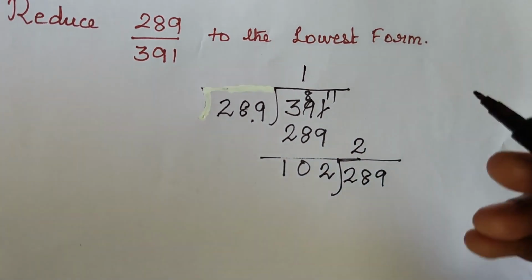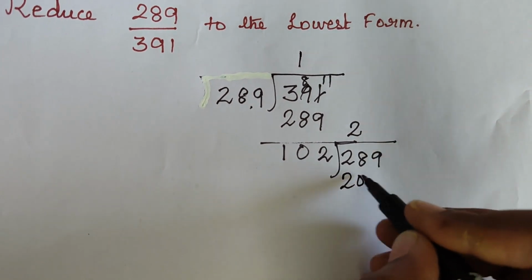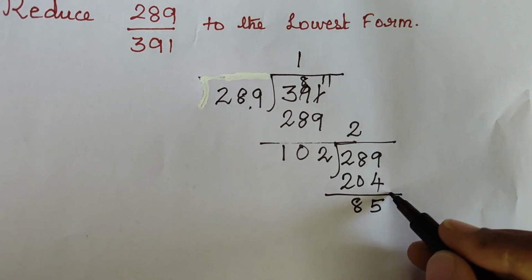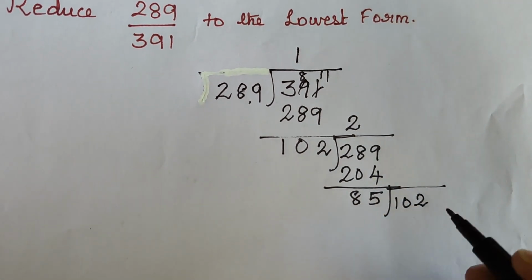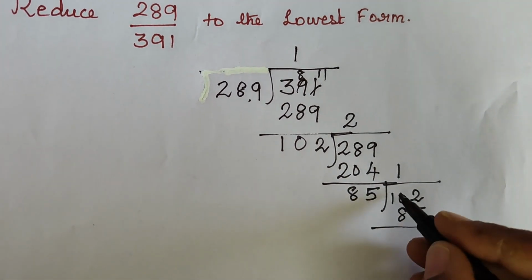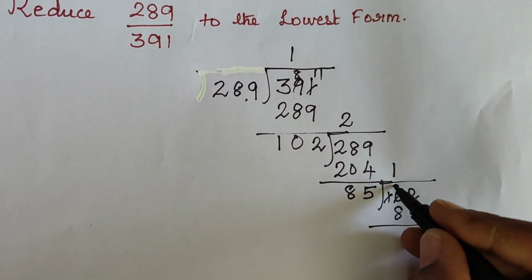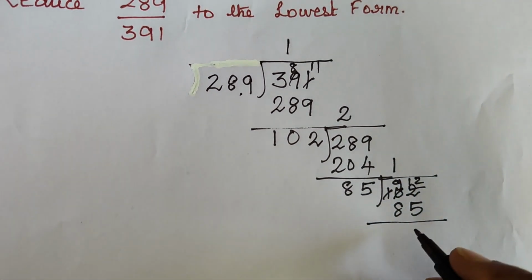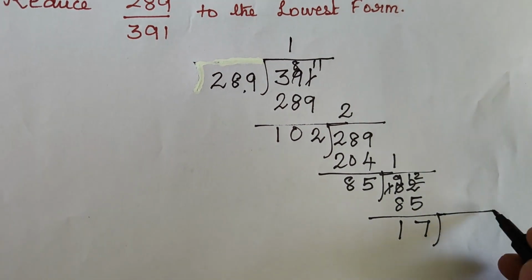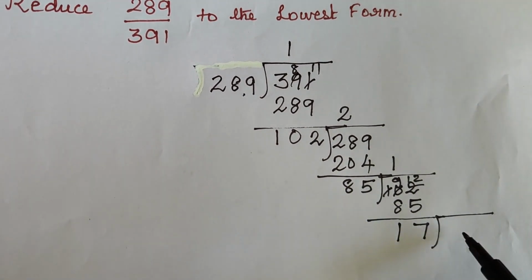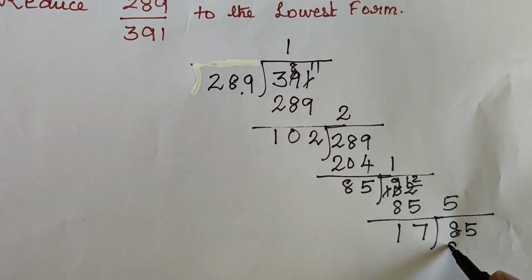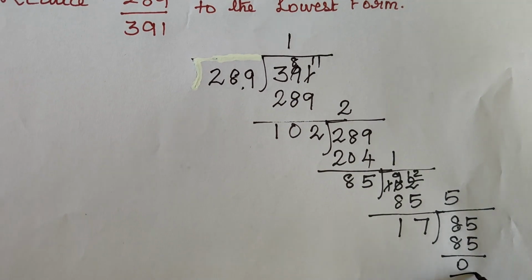So 2 times 102 is 204, and the remainder is 85. Now 102 divided by 85, only 1 time, 85. The remainder is 17. Now 17 becomes the new divisor, 85 becomes the new dividend. Now 5 into 17, 85, remainder 0.